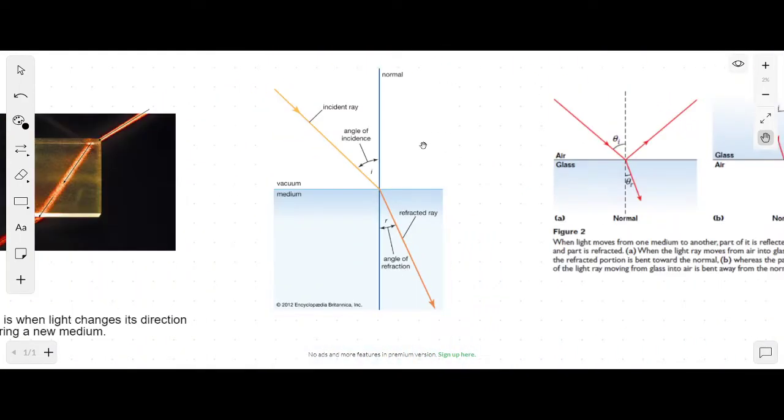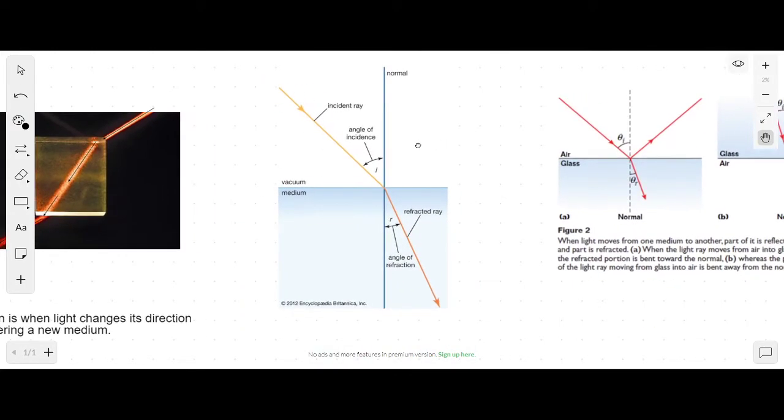Alright, right here is a diagram. We need to talk about what we call all the different rays of light so that we can move forward. Let's start with the incident ray. The incident ray is the ray of light that you can think of as the initial ray of light. It's the light that's being pointed towards the change of mediums.